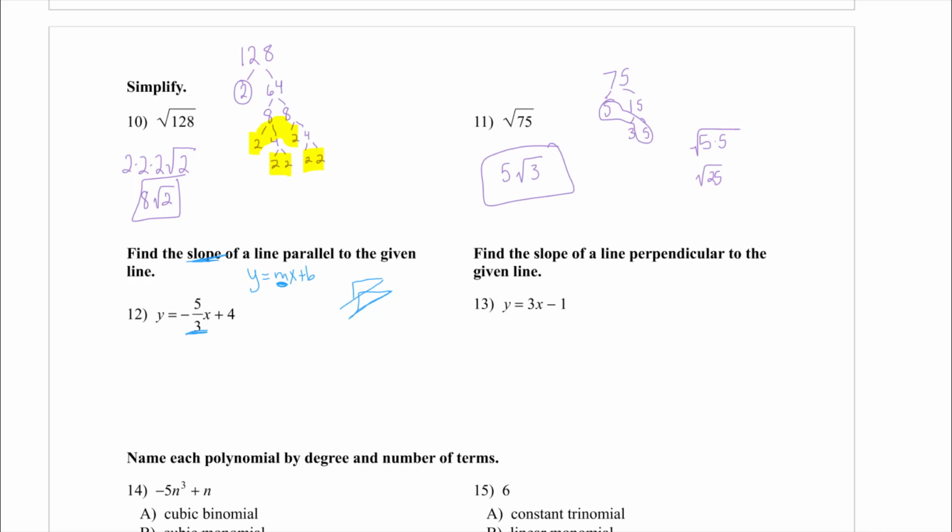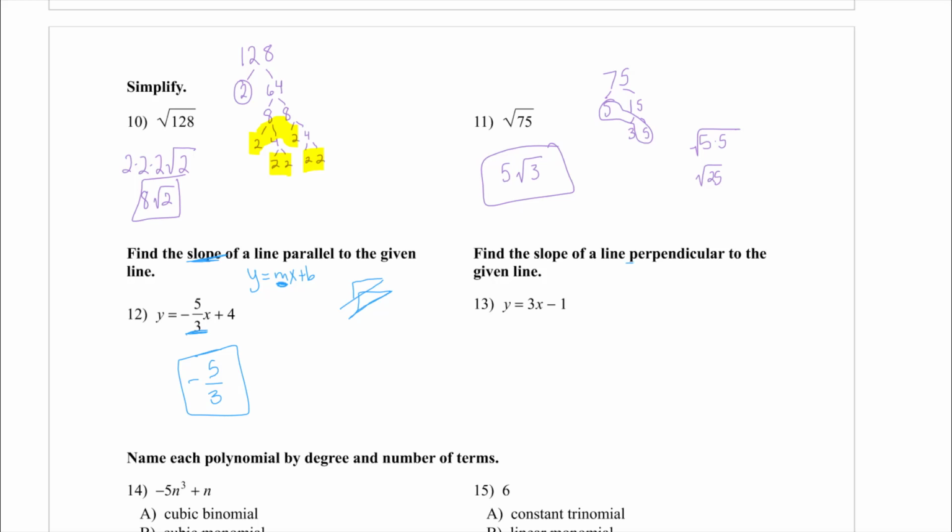And so if the slope of this line is negative 5/3, and we want to have a slope that's parallel to negative 5/3, we better pick negative 5/3. Anything else we pick will make our line either go up too fast or up too slow so that they meet one direction or the other.